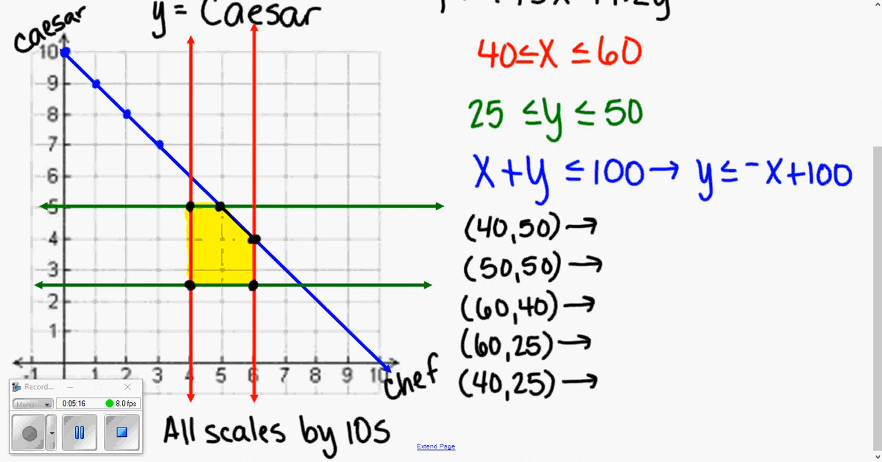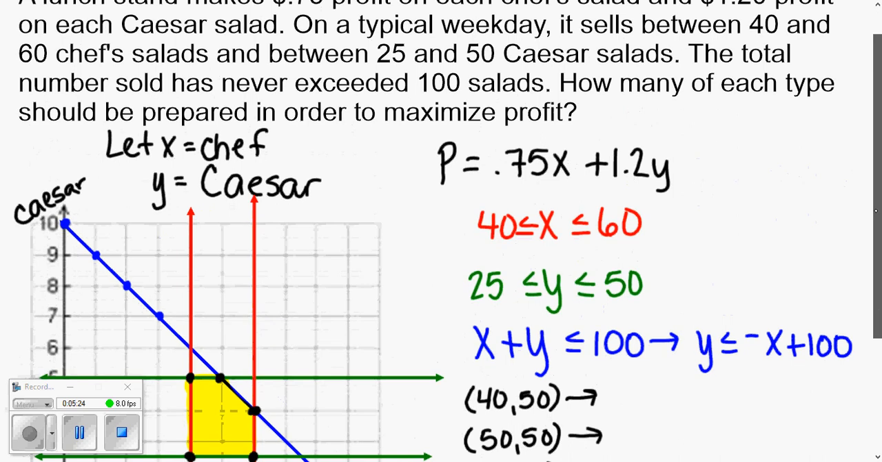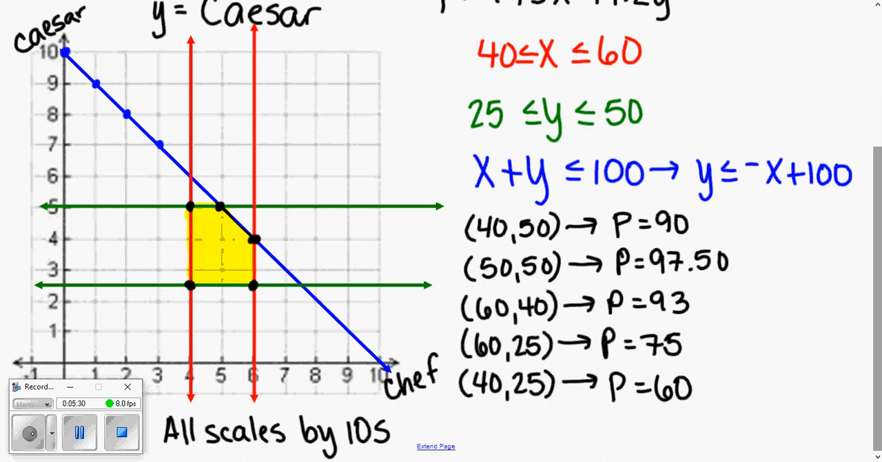So take a second, pause the video, and evaluate the objective function, which I had at the top. I'll scroll up so you can see it. It's that 0.75x plus 1.2y. I'm going to put all of those vertices in 0.75x plus 1.2y. Take a second and look over the values that I got.